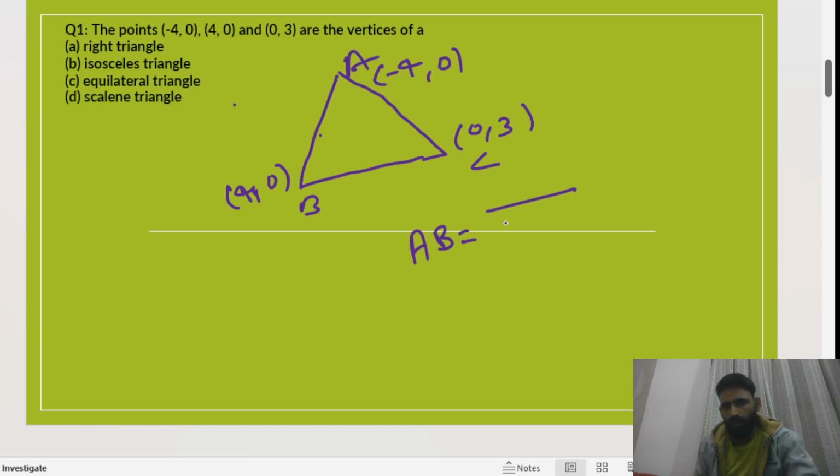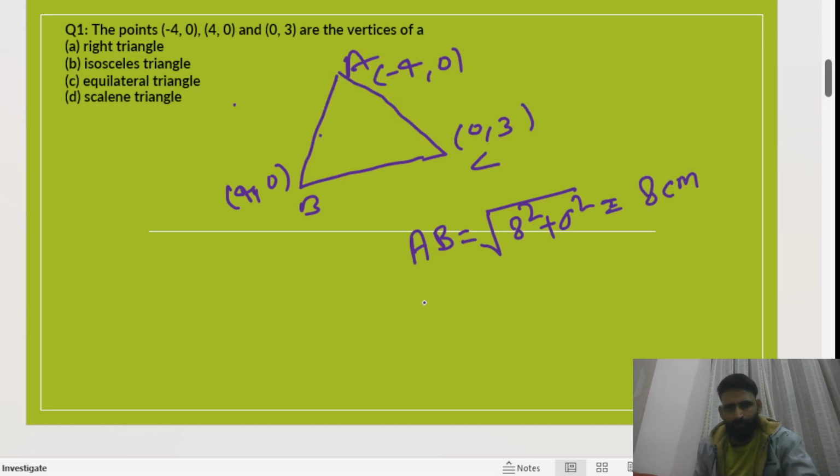We know the AB distance formula: x2 minus x1, where x2 is 4 and x1 is minus 4. So x2 minus x1 means 4 plus 4, 8 square, and y2 minus y1 is 0. So we can say AB distance is 8 centimeters.